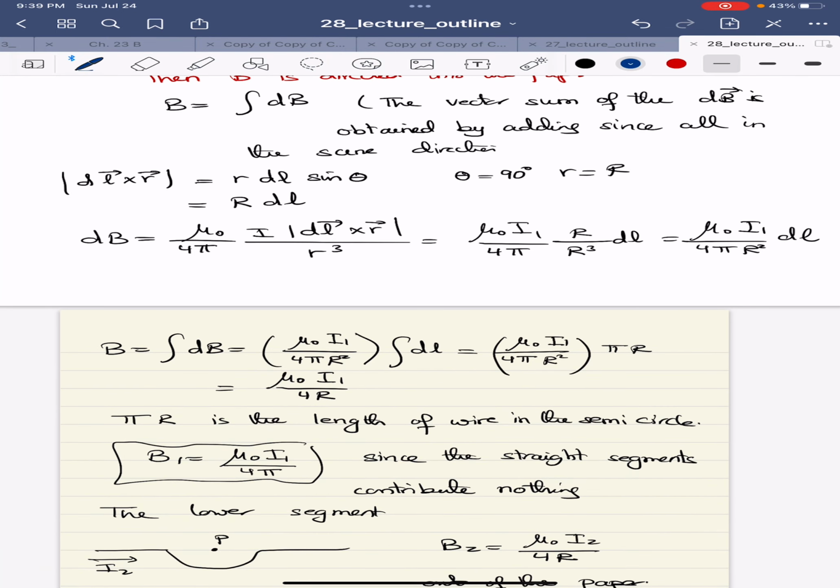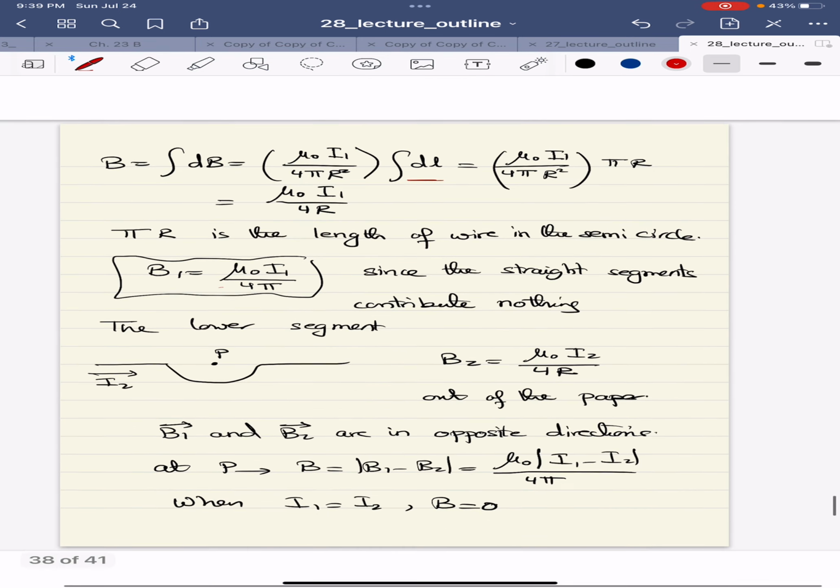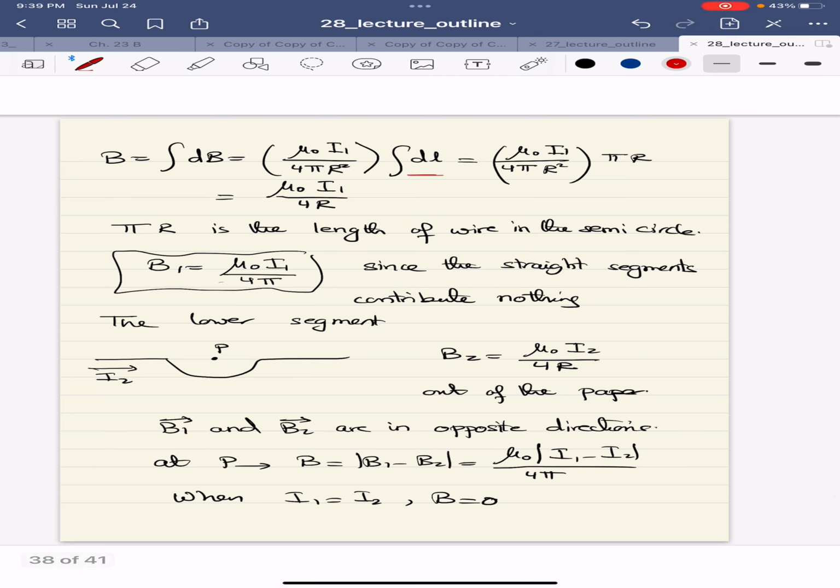Now, pi R, of course, is the length of the wire in the semicircle, and this is the reason why we have this, like the integration of dl. And now, since the straight segments don't contribute, then it's going to be B1 equals mu 0 I1 over 4R. Now also we can follow the same steps for the lower one, and then B2 is going to be mu 0 I2 over 4R, and it's going to be out of the paper. And then B1 and B2 are going to be in opposite directions.